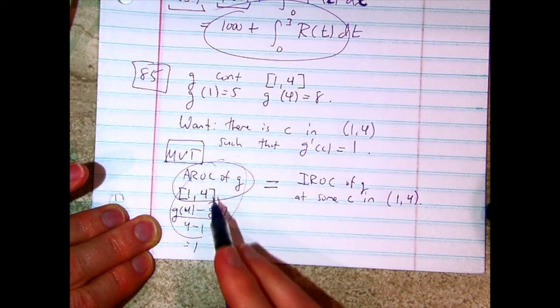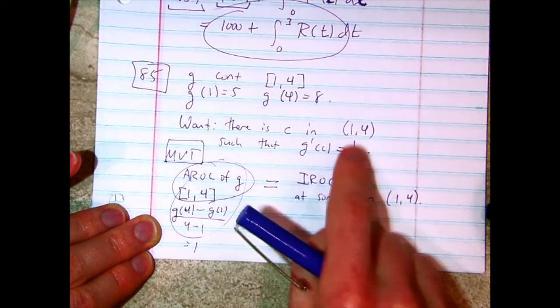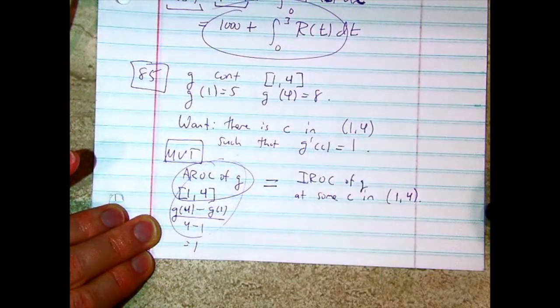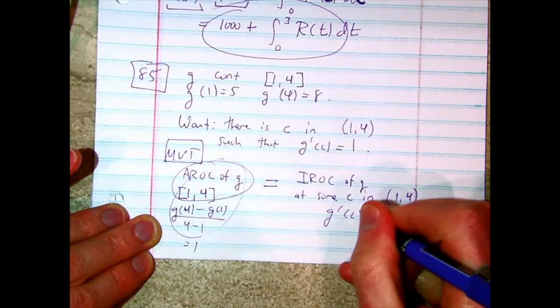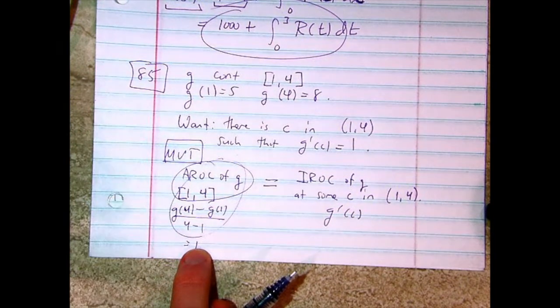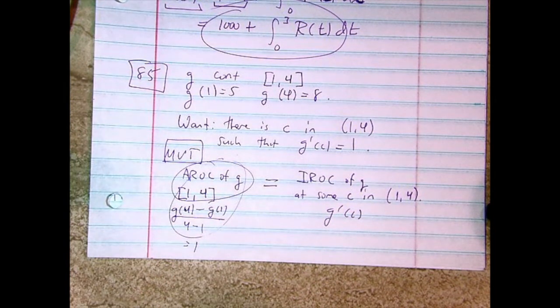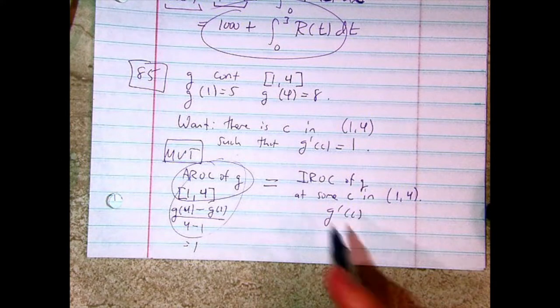And if the mean value theorem were to kick in, that would tell you that yes, there's some point on the open interval at which the instantaneous rate of change, in other words, g prime of c, would be equal to the average rate of change of the entire interval. So as I said, the question really just boils down to what additional hypothesis do we need in order for the mean value theorem to kick in?